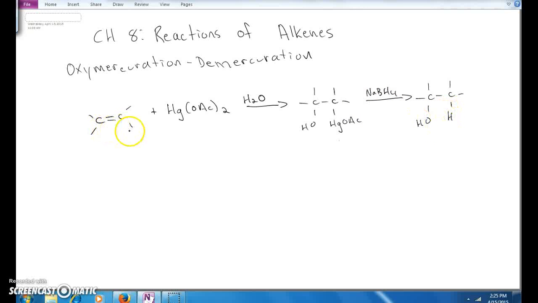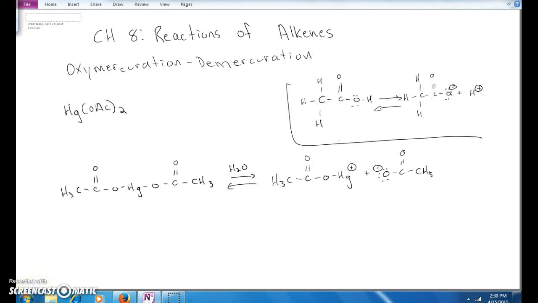Some alkenes are sensitive, or if we have an alkene that's part of a more complex molecule that is sensitive to acid, you may want to use this instead of the acid-catalyzed hydration. So I'd like to elaborate on the mercuric diacetate structure, which is Hg(OAc)2.